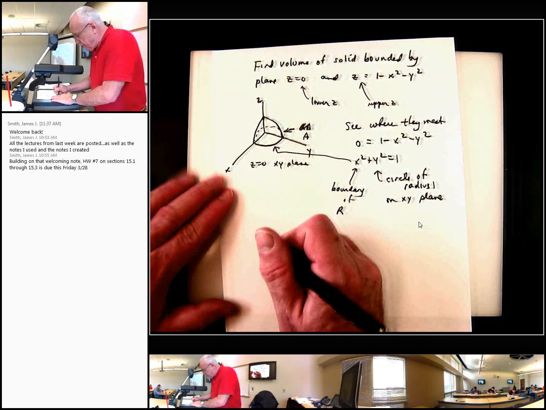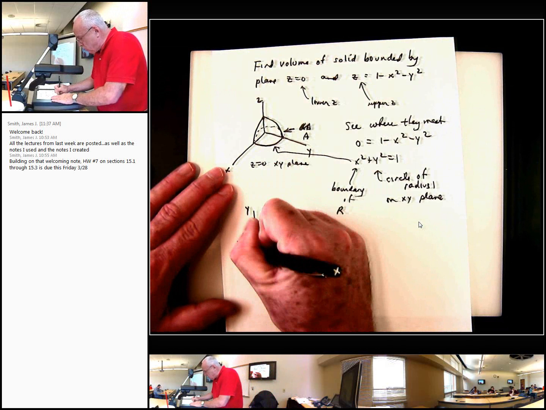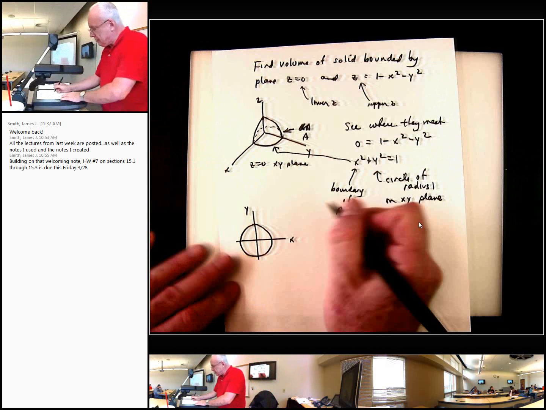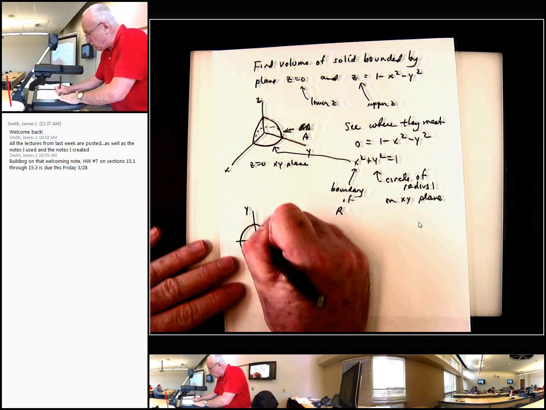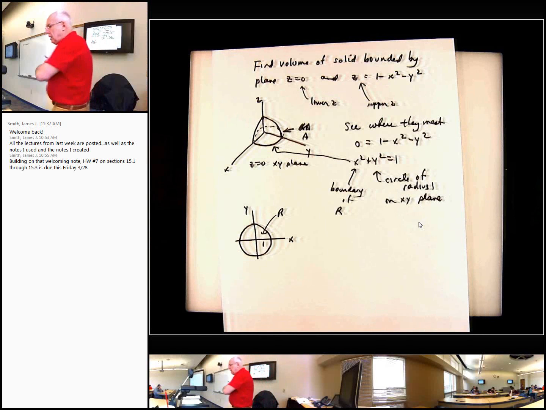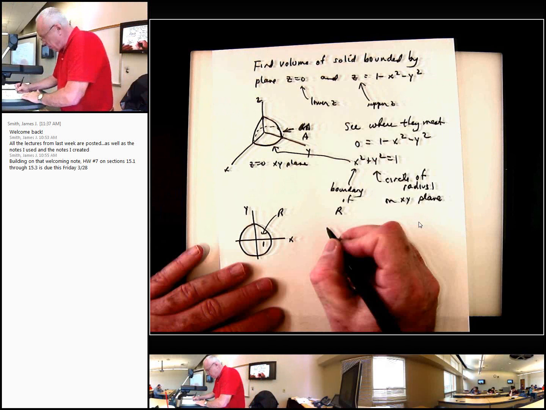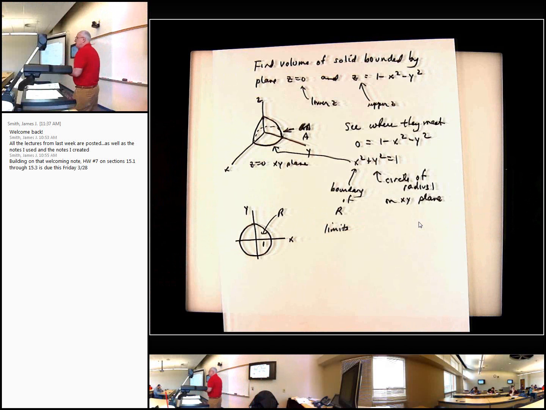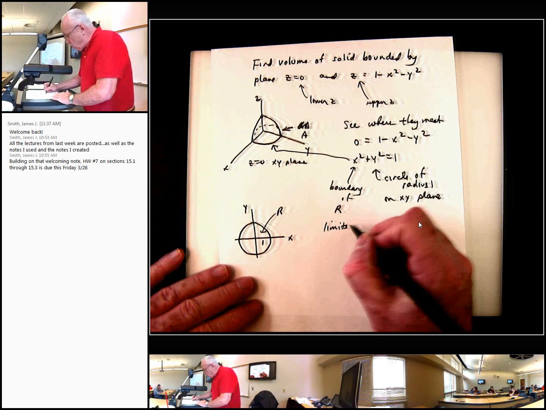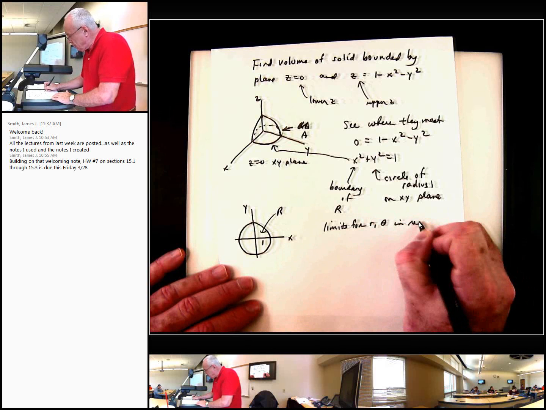Okay, so if we want to look at this on the xy plane, we have a circle of radius 1, and that is my R. So this is 1 here. We've got to figure out what our limits are for r and for theta. Because it's circular, it just begs to be done using polar coordinates, right? So what are our limits for r and theta in our region R?